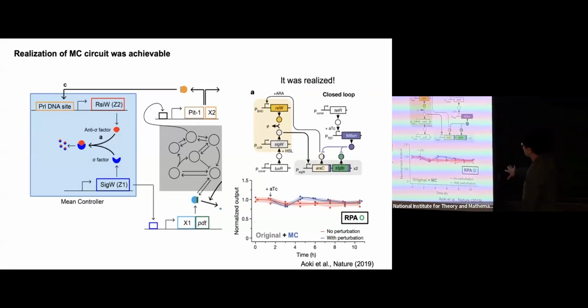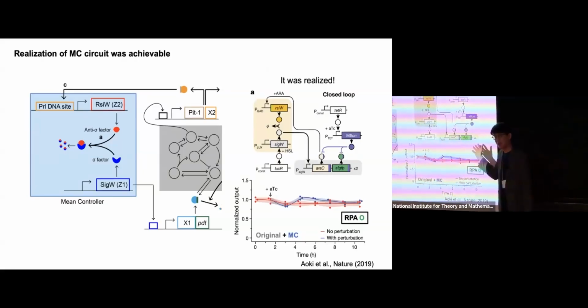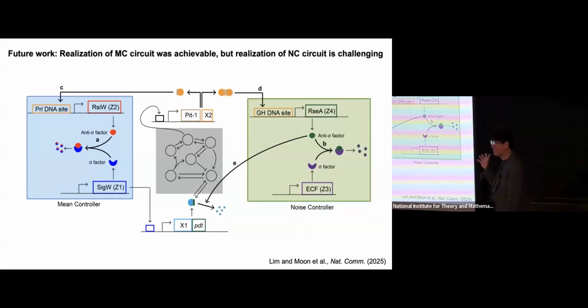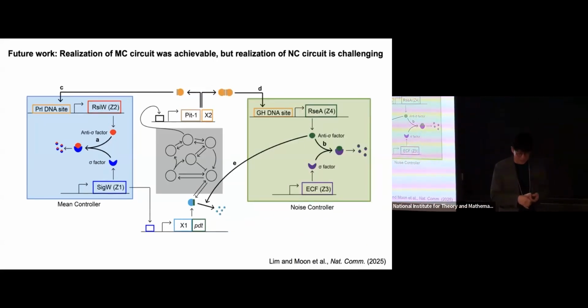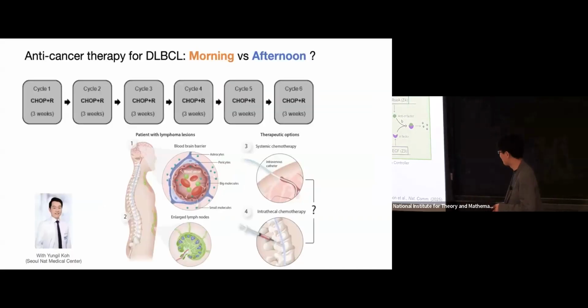This mean controller was actually achieved in the cell using synthetic biology, which was published in Nature a couple of years ago. Then can we make the noise controller as well? We made some designs for this, and we discussed with some synthetic biologists, but they say that with the current technique, it's impossible to achieve this. So someday, if one can achieve this inside the cell, then we can really control the cell very well.